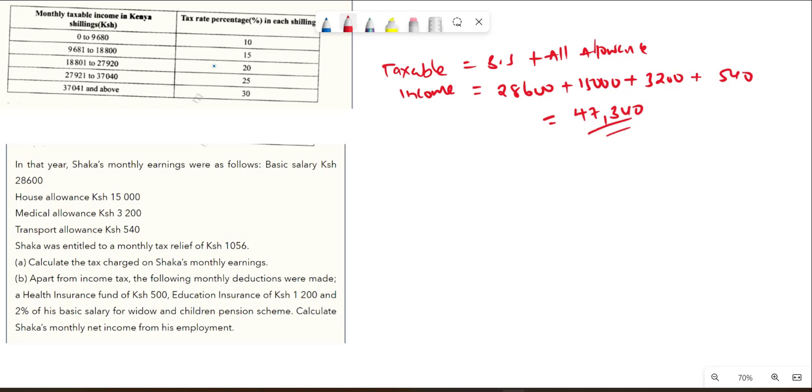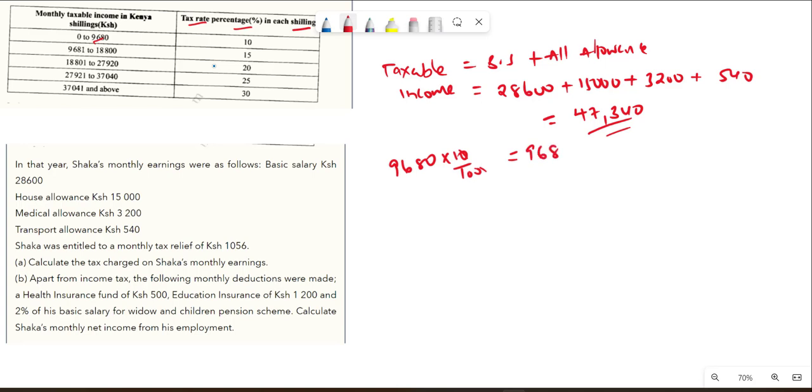The first slab is given by the table, which is 9,680. So we are going to subdivide this amount into small amounts and tax them in that manner. For example, the first amount you're going to tax that the table has given us is 9,680, and in this 9,680 the tax is 10%. On the right side you are given the tax rate percentage in each shilling. So we multiply by the tax rate, which is 10%, the same as 10 over 100, and the tax will be 968.